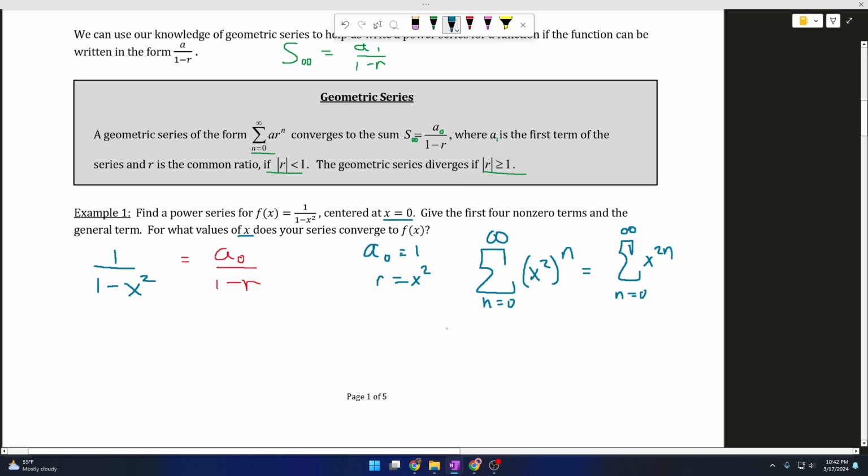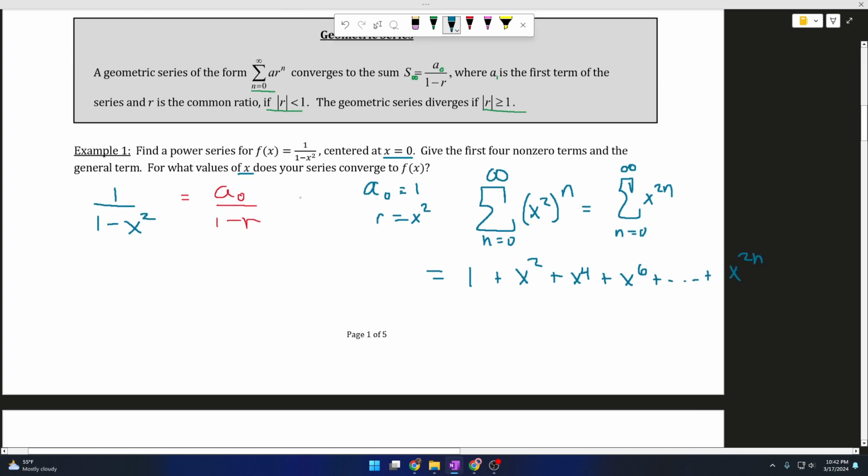Write the first four non-zero terms. That should be pretty simple. When we plug in 0, we get 1. When we plug in 1, we get x squared. Plug in 2, we get x to the 4, and then x to the 6. The general term we already did, it's x to the 2n.